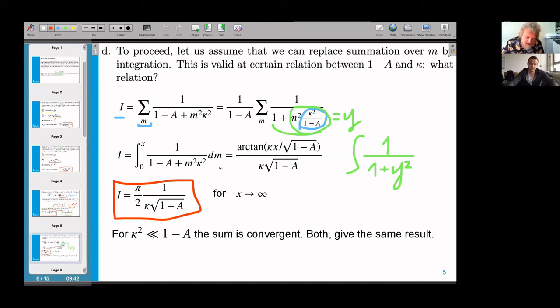Also, perhaps a minor remark. Since it has already been assumed that one can replace summation by integration, then in the second line one needs to take immediately the relation between minus a and kappa assumed here. So that immediately becomes the third line. In principle, one should not write the second line.